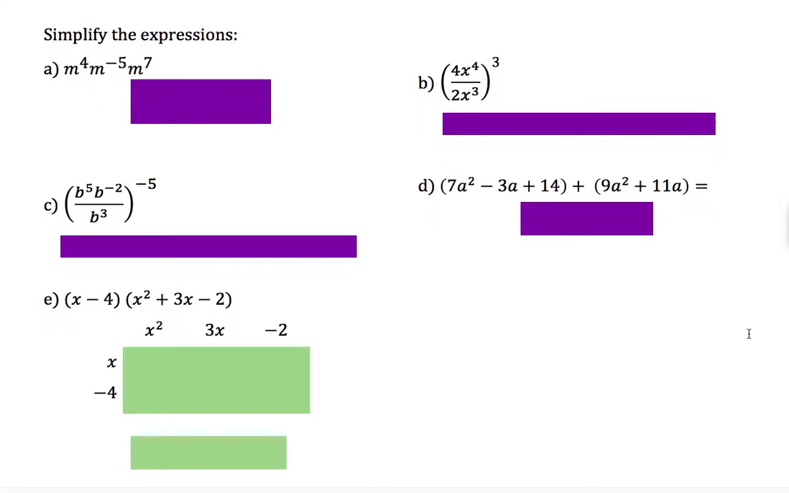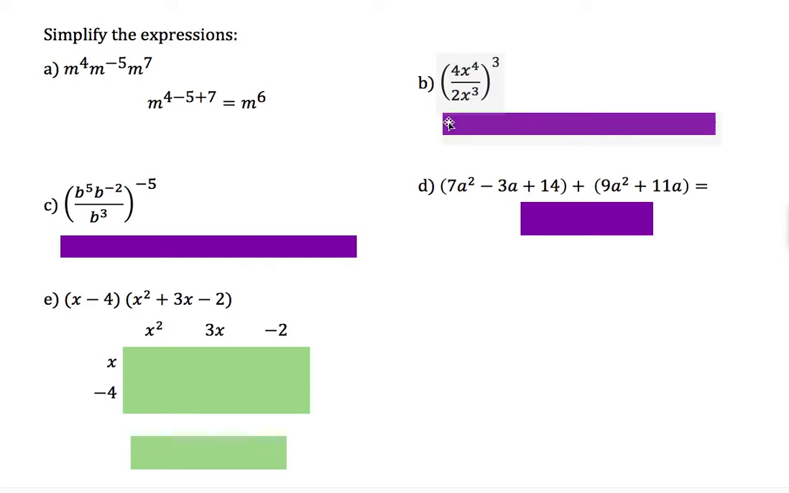Next set of problems, we are simplifying expressions. Okay, so we have a whole bunch of exponential properties here. When we have the same base number, we are going to add up all of our exponents. So here we would have m raised to the 4 minus 5 plus 7 power. And 4 minus 5 plus 7 is 6. So we'll end up with m to the 6th power here.